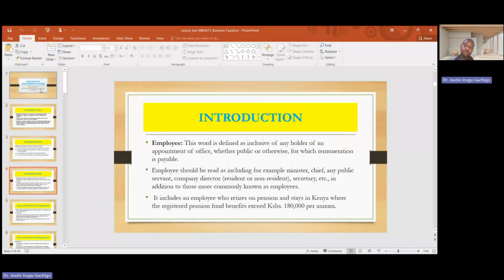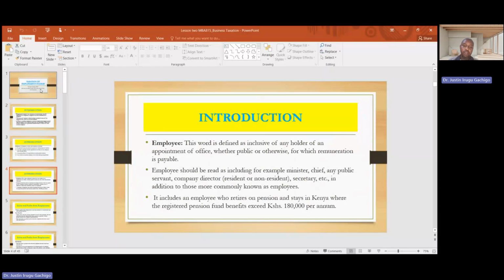So who is an employee? This word is defined as inclusive of any holder of an appointment of office, whether public or otherwise, for which remuneration is payable. So you are a holder of an office and payment is done. That means you are an employee. Employee should be read as including, for example, ministers, chiefs, any public servant, company director, secretary, etc.